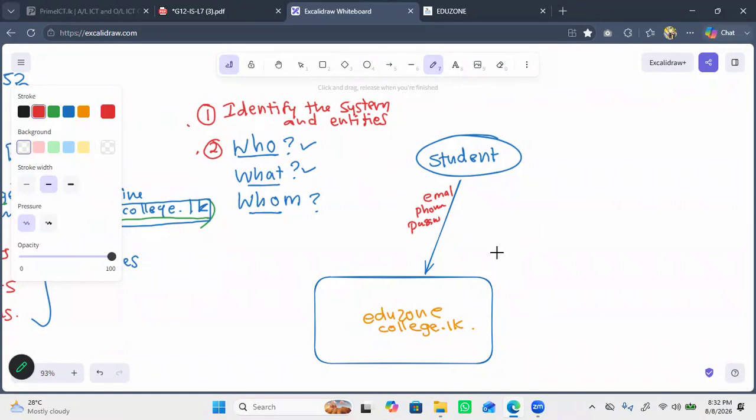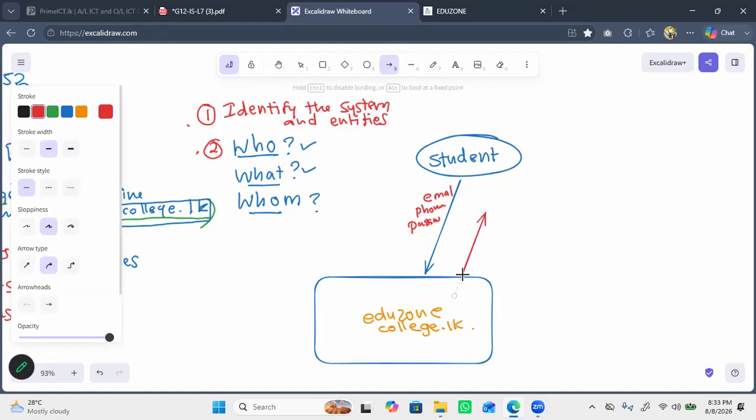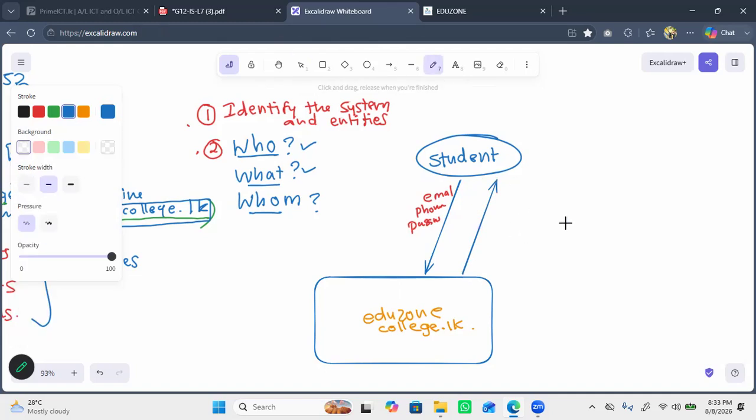So once it is done, eduzonecollege.lk will send you an OTP code to your mobile phone. Your mobile phone will get a text message. A 6-digit OTP code. You have to enter it back to our system. And now we are showing that our system is sending the student what? OTP code. It is sending via text message.